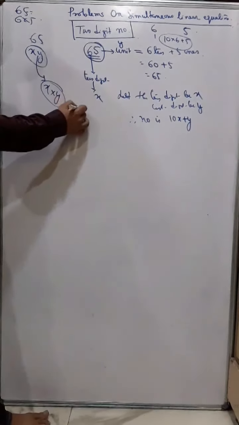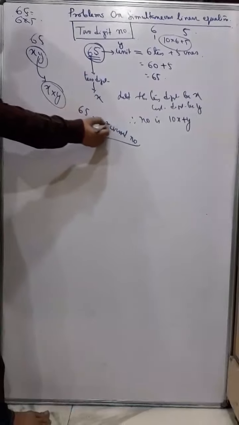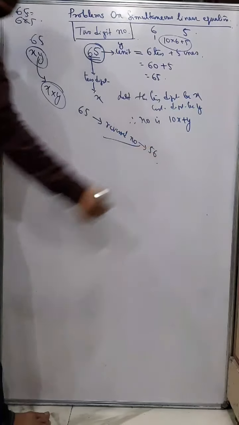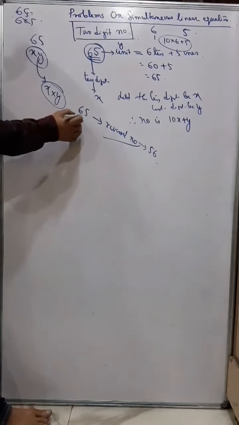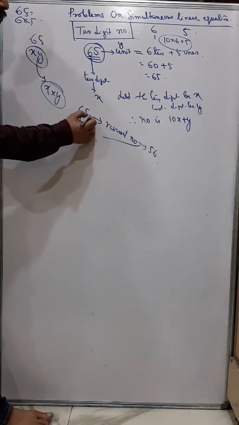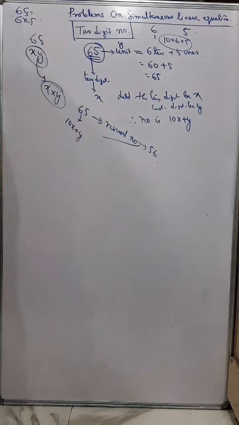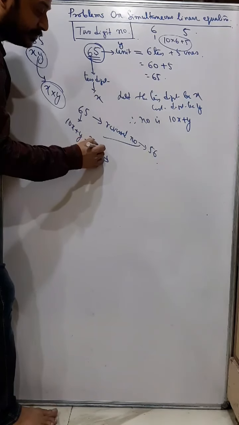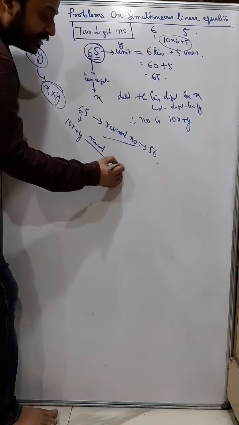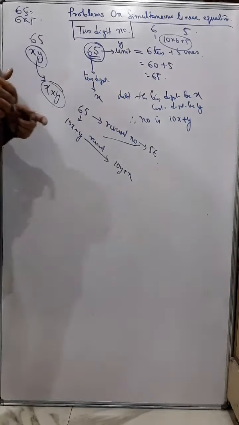And now suppose 65, and if I get the reverse number. Now what is the reverse of 65? Reverse of 65 is 56. Now if I take the 2-digit number as 10x plus y, the original number, then in this case the reverse number will be what? The reverse number will be 10y plus x, naturally. So understood this concept what I have explained to you now?